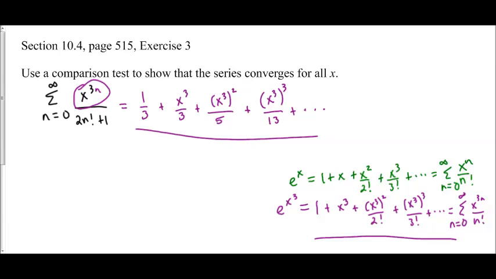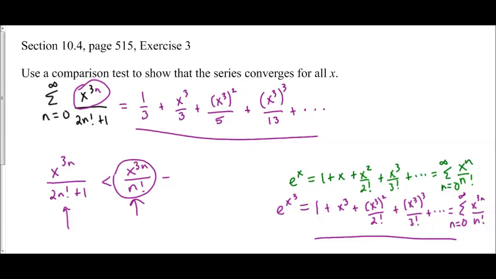Now we can see that every term of this series is going to be bigger than every term of that series. How can we see that? Well, let's just focus on the nth term for a moment. The nth term of our original series is x to the 3n over (2n factorial plus 1), and that's going to be less than the nth term of our e to the x cubed series, which is x to the 3n over n factorial. Because n factorial is going to be smaller than 2n factorial plus 1, and those factors are both in the denominator, that means that this series is going to be bigger.